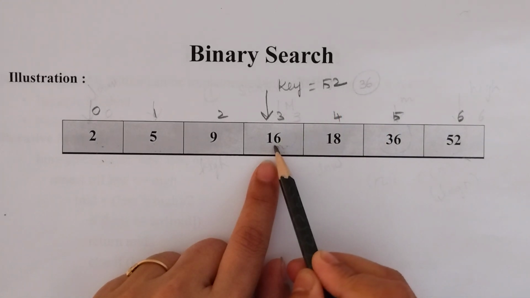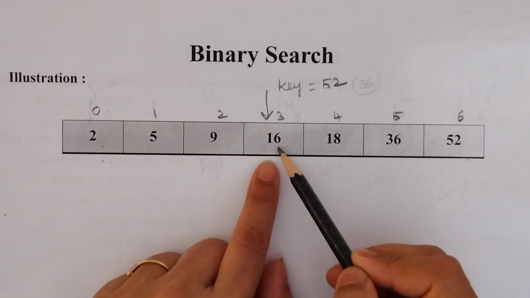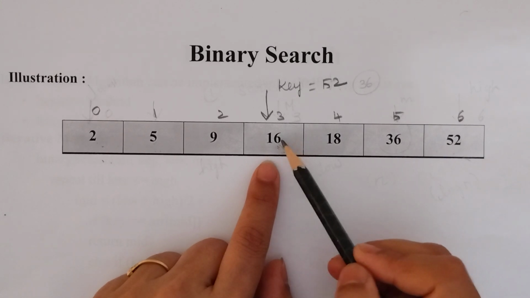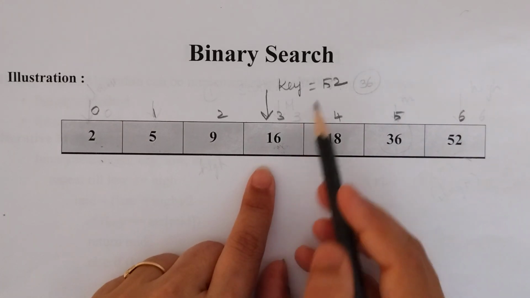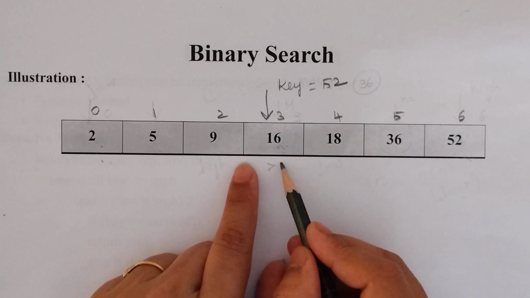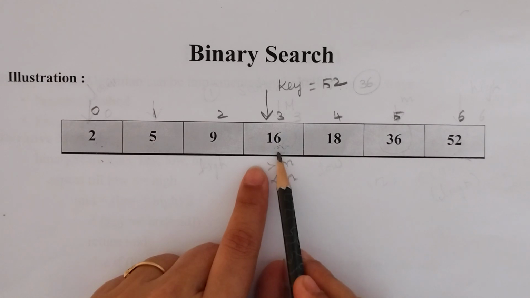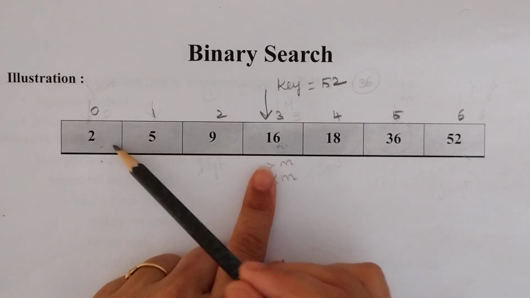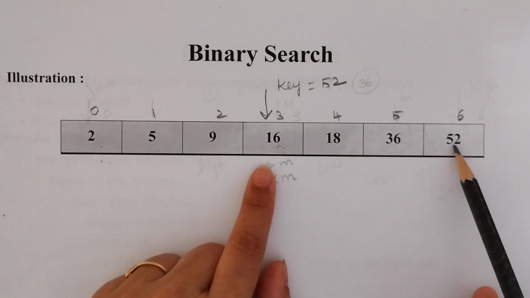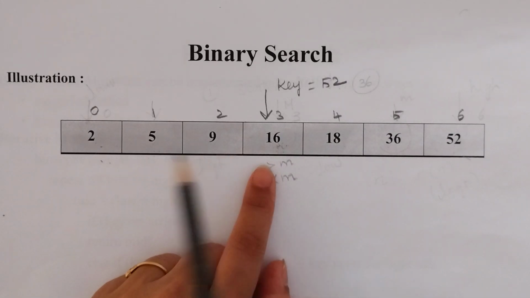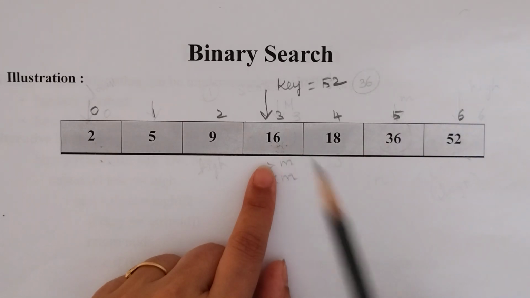The first step is to compare this middle value with the key value. If both are equal, just return the value as the result. If it is not equal, then you need to check two conditions: whether the key value is greater than the middle value, or less than the middle value. If you check this array, before this 16 all the values are lesser than the middle value, and after this all the values are greater. So the left hand side has completely lesser values than the middle value, and the right side has completely greater values.